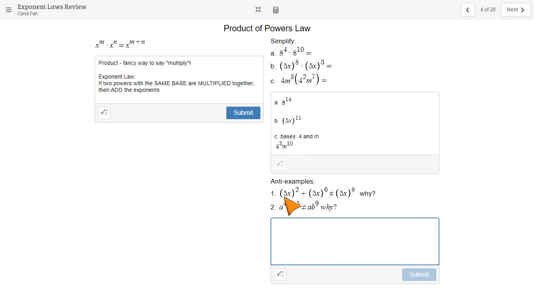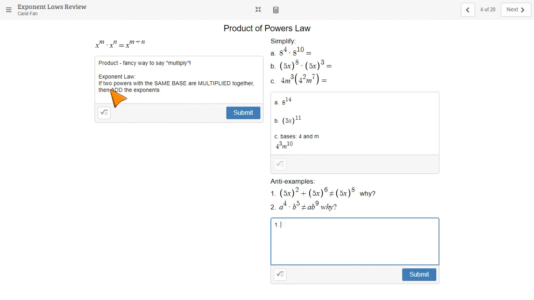Okay, our first question here, we have 5x squared plus 5x to the power of 6. This does not equal 5x to the power of 8. Why is that the case? Now, to prove that these don't work, we need to go back to the definition and see what part of the definition it fails.